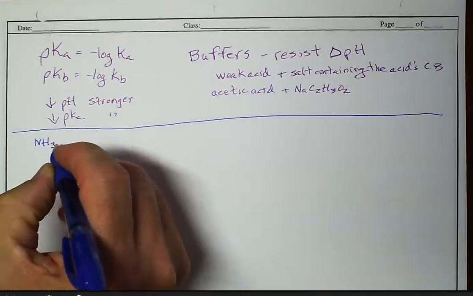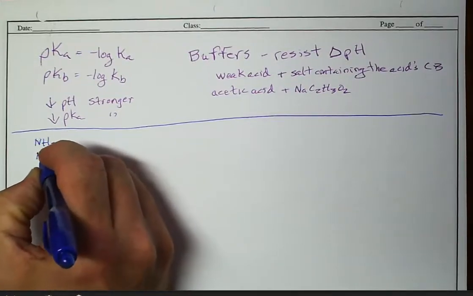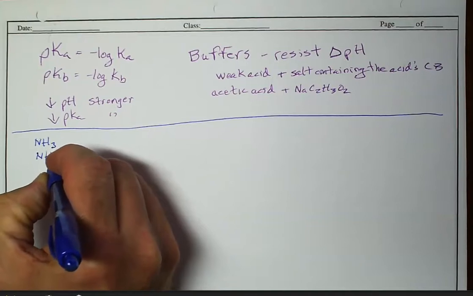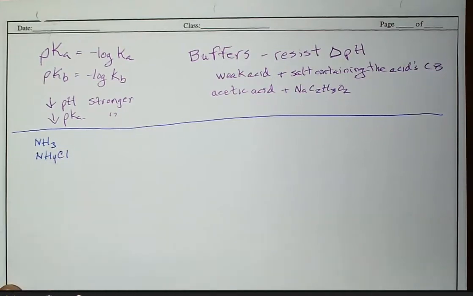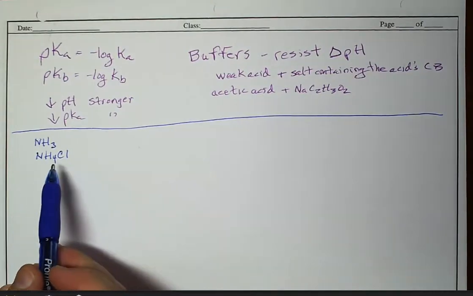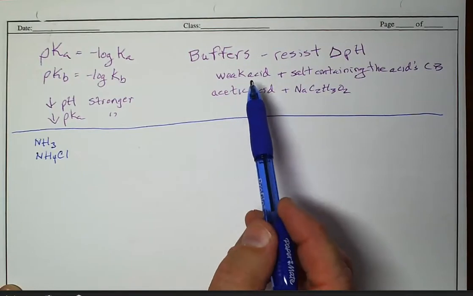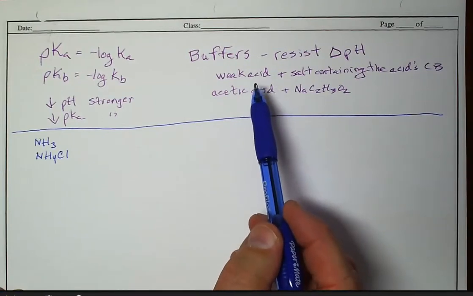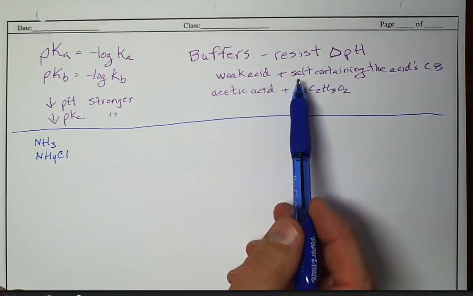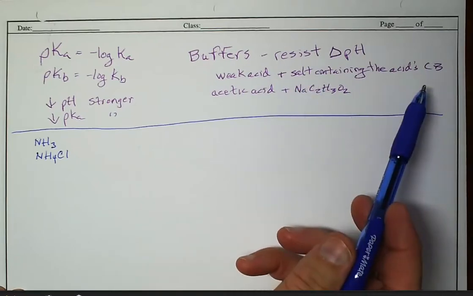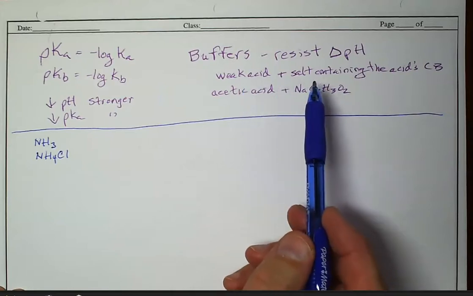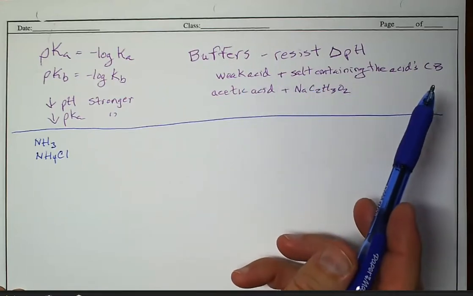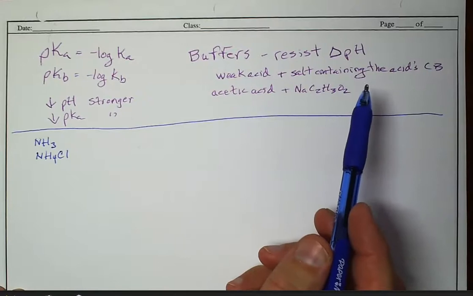All right, so here's a problem that gives us a mixture of ammonia and ammonium chloride. Now, this one I didn't really address. This is another possibility. Up here I said weak acid and a salt with its conjugate base. You can also use a weak base and a salt that has its conjugate acid. So it can go either direction.